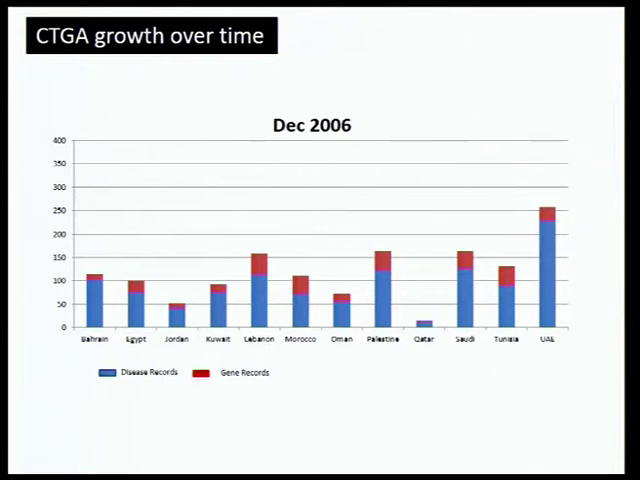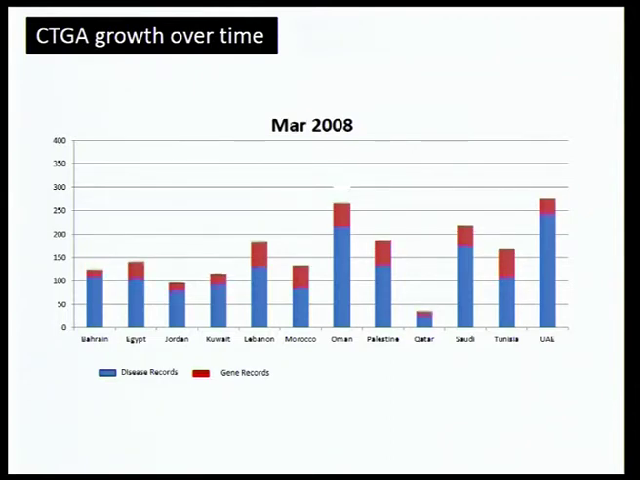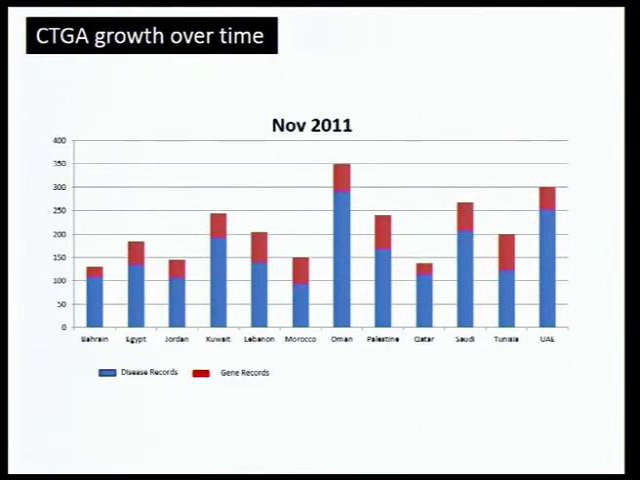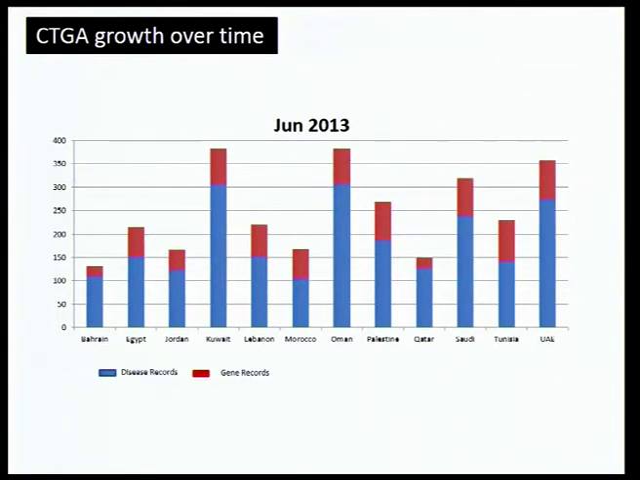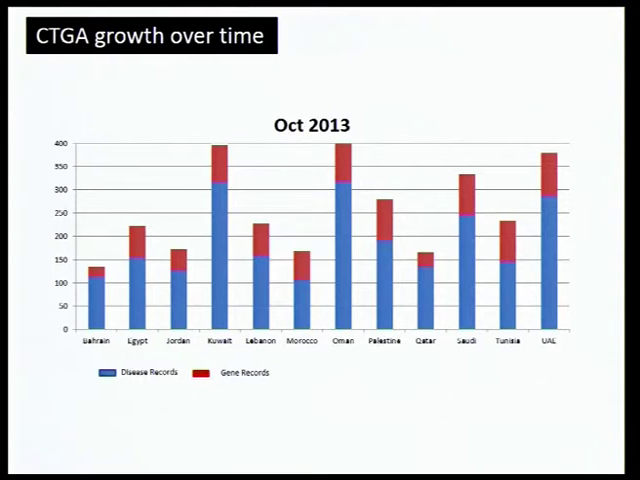Then again, more data was added, and we can see the numbers increasing. The country after Bahrain was Oman, and we can see also how data from Oman increased. After that, UAE and Kuwait were added to, and we can see how the numbers have become. And this is the latest figures about the CTGA database.